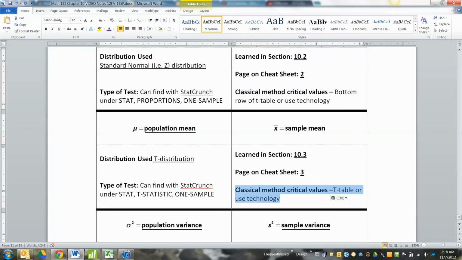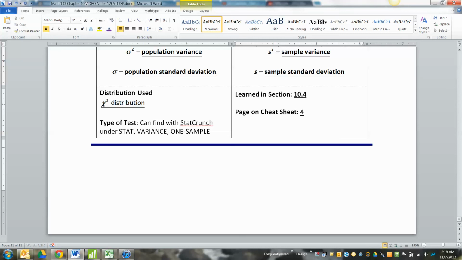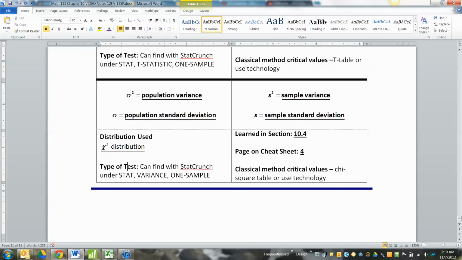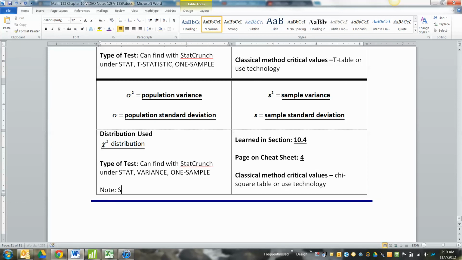You get those with the chi-square table or technology, because you guys have the ability, as long as you're not on the paper and pencil tests, you have the ability to do stuff like that with either StatCrunch or Excel. They're both good. I think honestly StatCrunch is easier, but you know. So the chi-square table or using technology. And you find that stuff with StatCrunch under Stat, variance, one sample. You might want to make a note to yourself that StatCrunch only uses variance. So if you do have a standard deviation question, you're going to have to change it to variance.